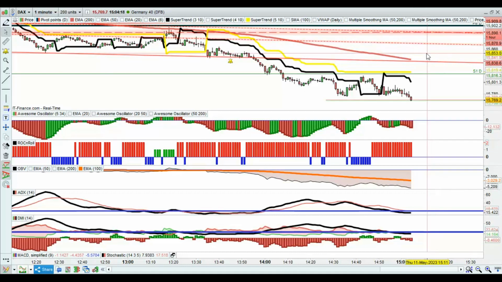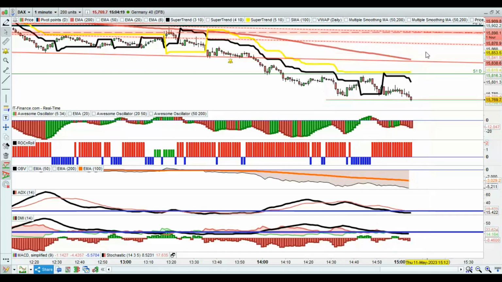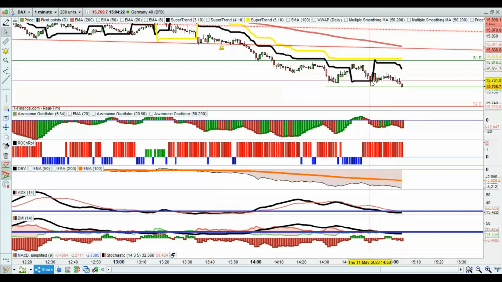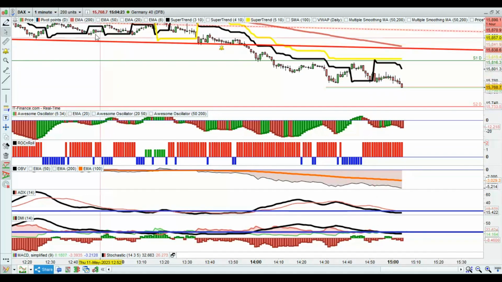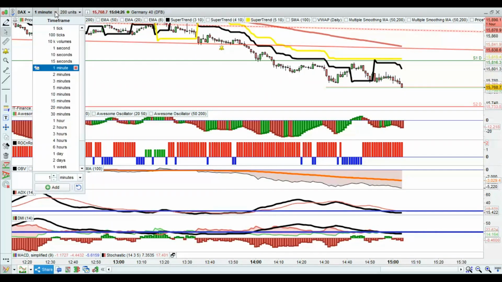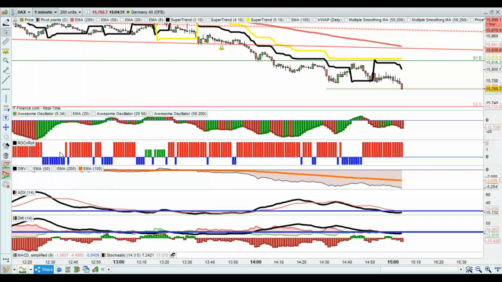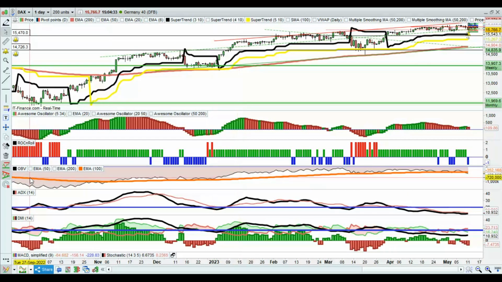We can see, look at the DAX at the moment now dropping to 15,769. So it's not looking too good. I'll just quickly show you before I close off. I just wanted to show you again this daily ADX.